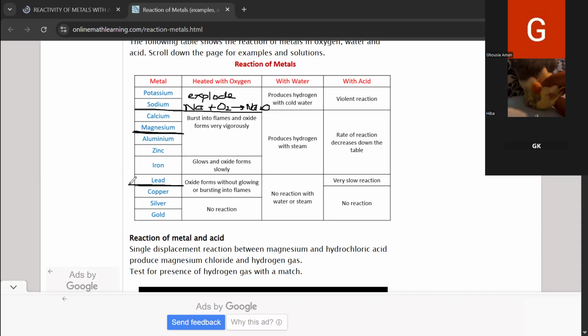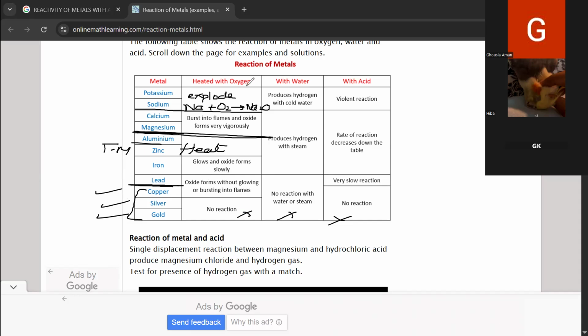Up to lead, they are transition metals. And below hydrogen, the reactivity is zero. No reaction, no reaction, no reaction. So aluminium, zinc, iron, lead, you have to heat them strongly in the flame. They become red hot and slowly they form their oxide. The color will change. Copper, silver, gold, below hydrogen, do not react at all.